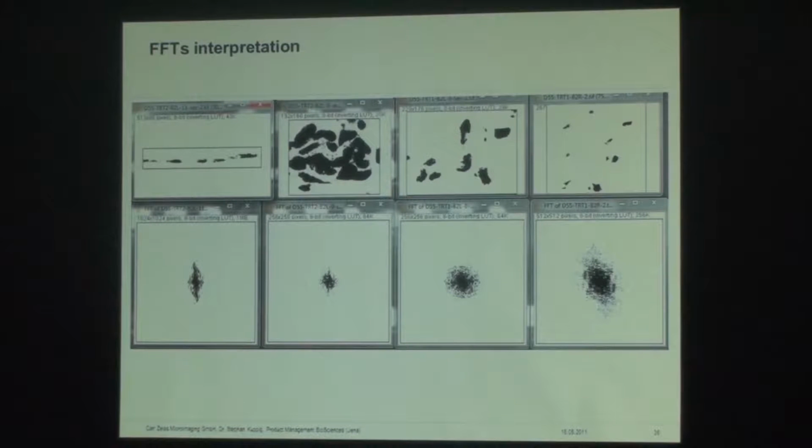When you look at an image, the reason I show you that is that I will be showing many FFT images from the analysis of the structured illumination data, so you can understand what the frequencies are.